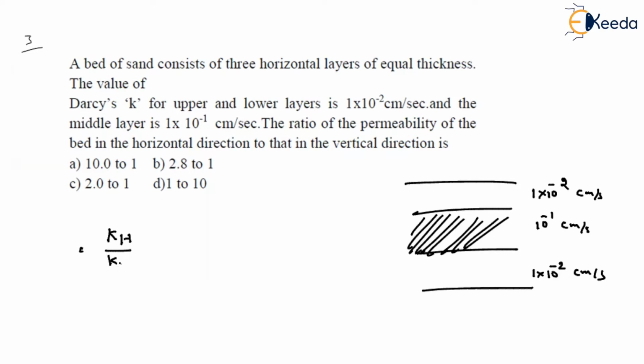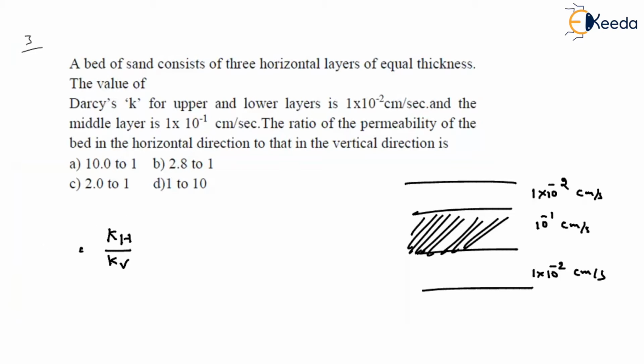is equal to the K vertical. So before moving on to do the calculation, you have to write it down, Kh by Kv. Why? Because in a hurry, there is a possibility that you can do Kv by Kh also. So for this type of problem, you just write down clearly what is the ratio you have to find out.